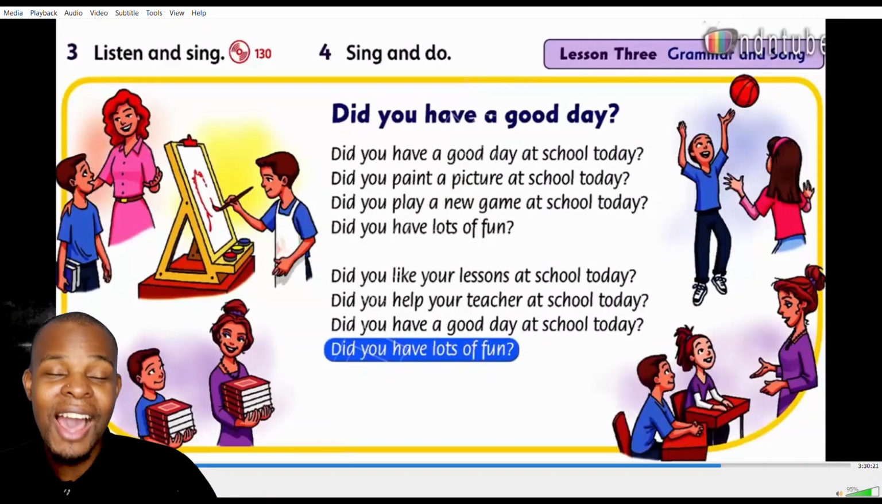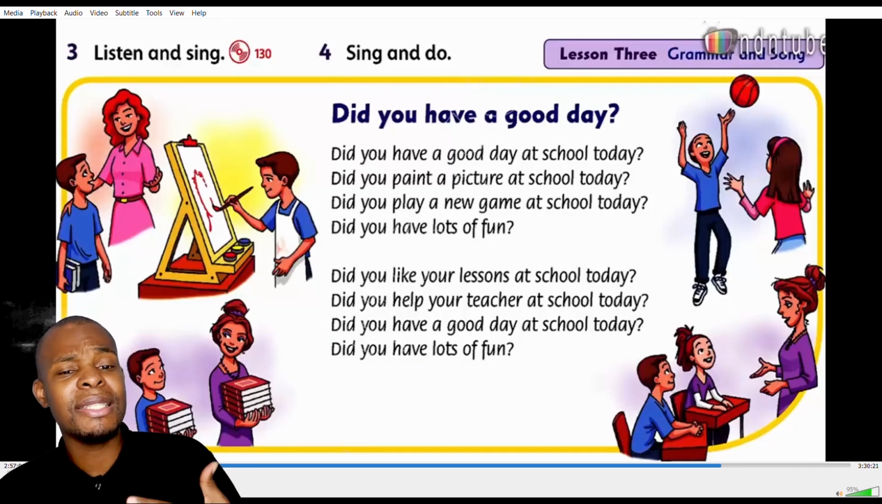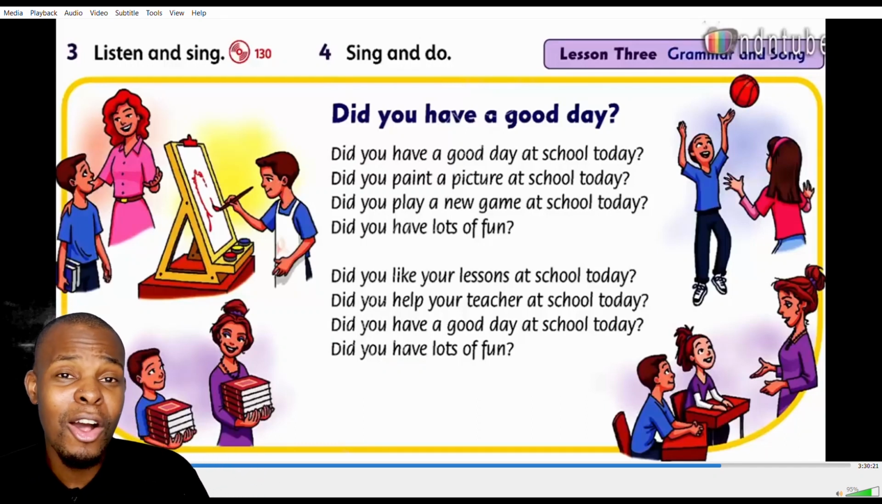Alright, that is how simple this song is. Go ahead and practice this song. You can practice it all by yourself. So now let's quickly do our review. Let's look at what we learned on Wednesday, what I gave you on Wednesday. Let's do a review of that.